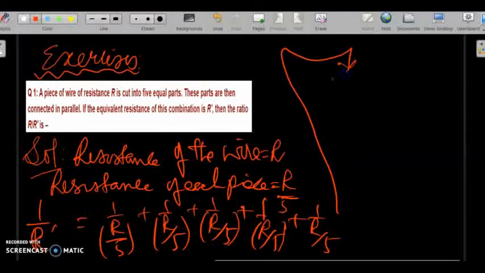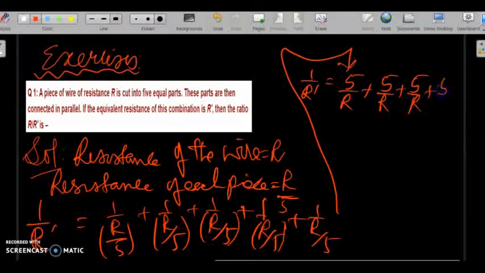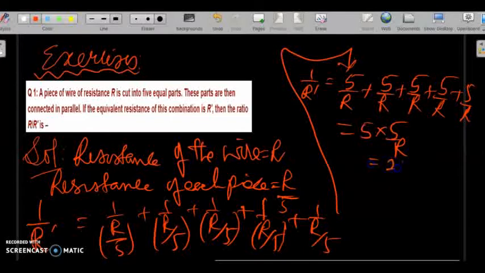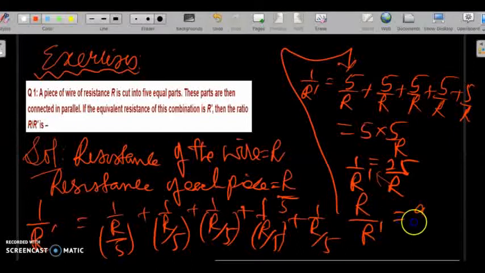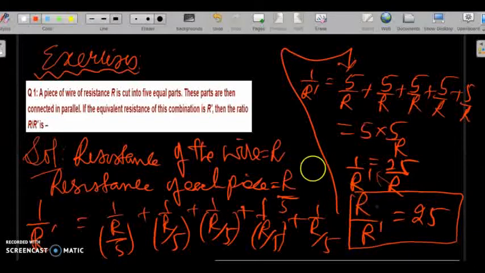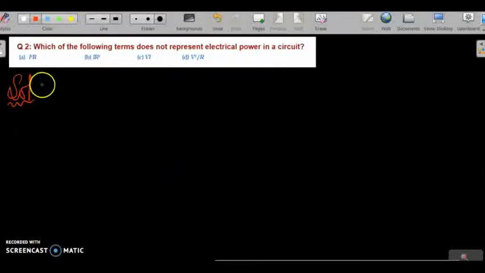So that will become 1 by R dash is equal to 5 by R plus 5 by R plus 5 by R plus 5 by R plus 5 by R. So that is 5 times 5 by R, that is 25 by R. That's 1 by R dash. So now just transpose this R over to that. It will become R by R dash equal to 25. So we have R by R dash equal to 25. Now we'll go to question number 2, children.